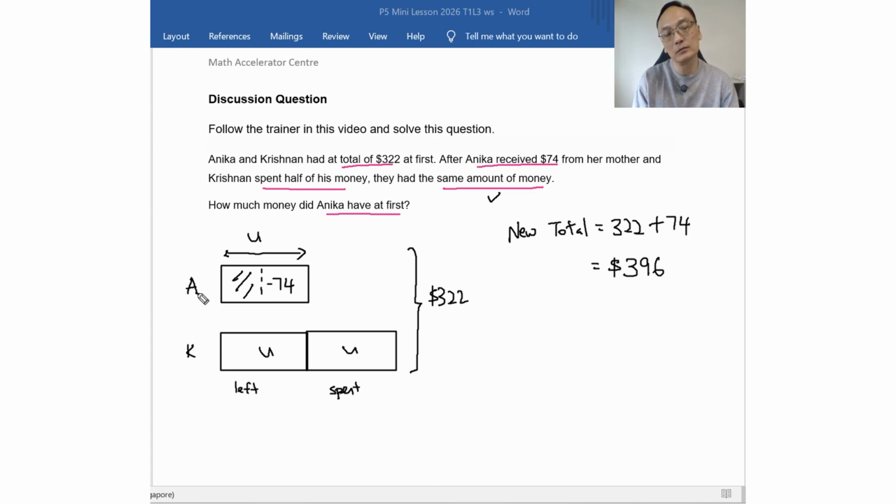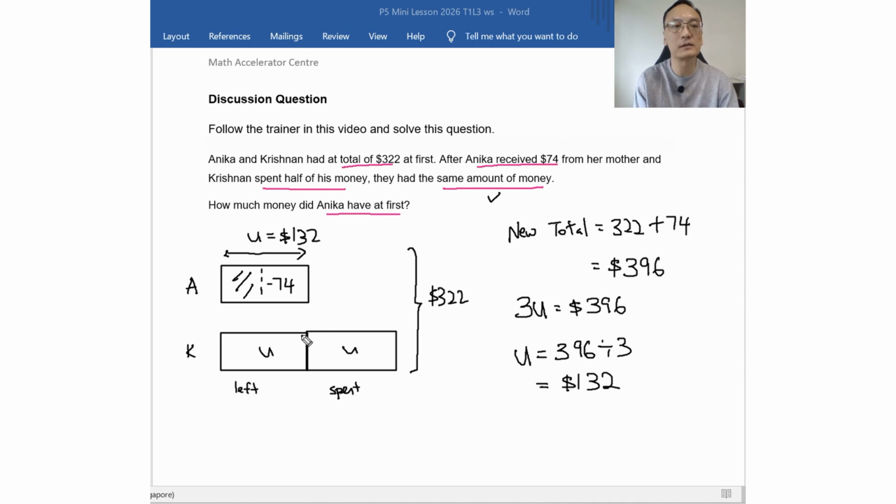So now that we have converted Anika into a full unit, we can see that we have 1, 2, 3. And these 3 units is equal to the new total of $396. So you can put here 3 units is equal to $396. So next, we're going to find the value of 1 unit. We'll be taking 396 divided by 3, and we will arrive at $132. So over here, this single unit is equal to $132.